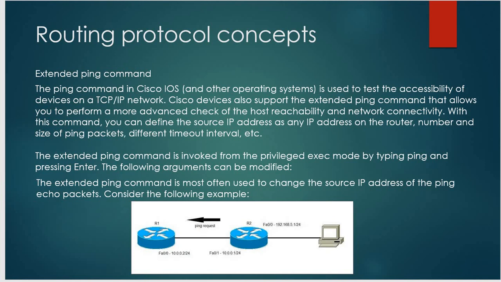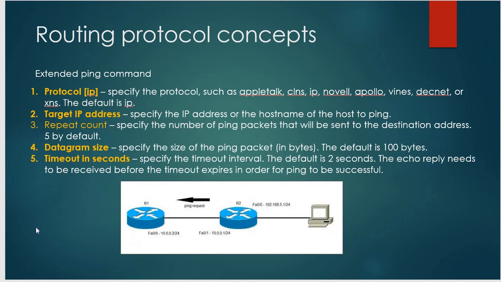Then the extended ping command is invoked from the privileged exec command by typing ping and pressing enter, so it's executed. The extended ping is most often used to change the IP address and the ping echo packet. Considering the following example here, it is sending the ping request, then ping replies from router 1 to 2 and 2 to 1. Okay, it's replied back. This extended ping can have different types of controls.